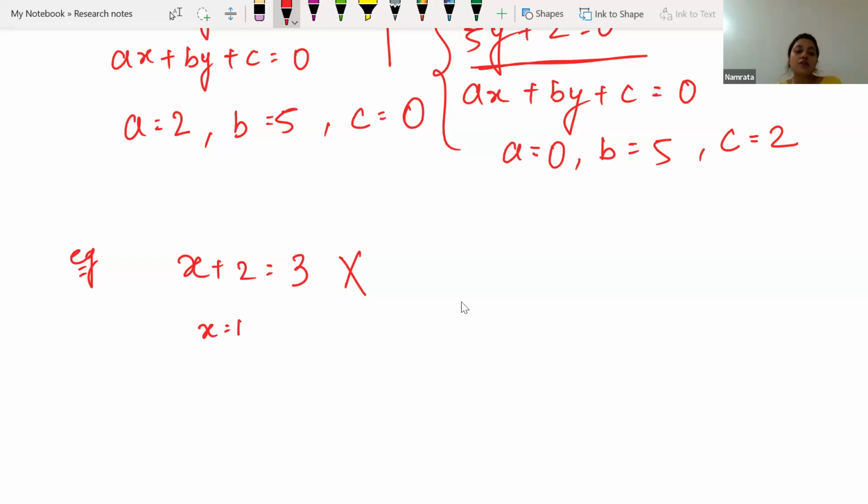Minus one. Let's do it. Minus 1 plus 2. Are we getting 3? No, ma'am. So is there any other number which will give you 3 when you add it to 2?